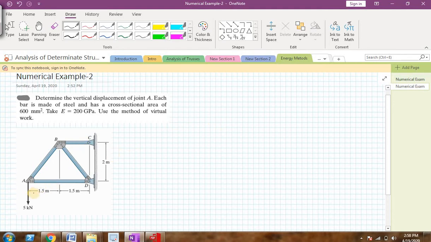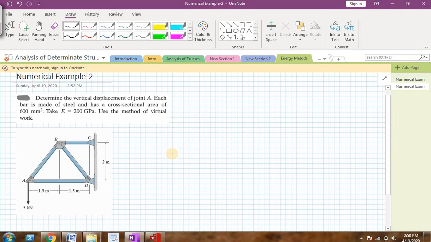Second step, I will remove that 1 kilonewton, apply the 5 kilonewton which is already there, and analyze this truss by method of joints. Find the forces in each and every member, note them down. We made a table in the previous example. A similar table we will make once again, and calculate the summation of all the terms. We'll apply the virtual work principle equation, and finally find the vertical deflection at joint A.